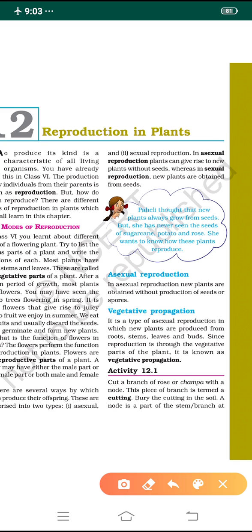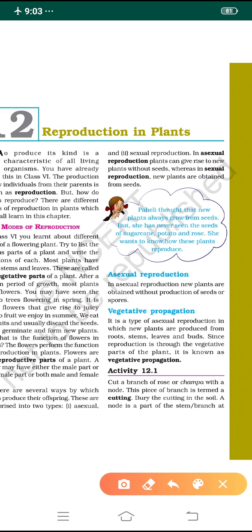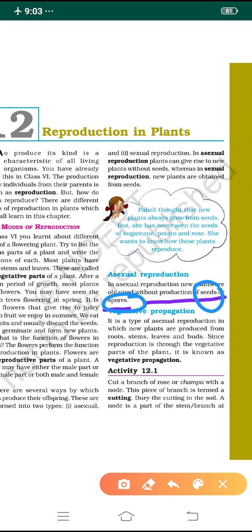Dear students, you must remember now. What is asexual reproduction? In asexual reproduction, new plants are obtained without the production of seeds or spores. Without seeds or spores, new plants are produced, which means there is no need of seeds and spores for reproduction here. Instead, you use other parts of that plant.